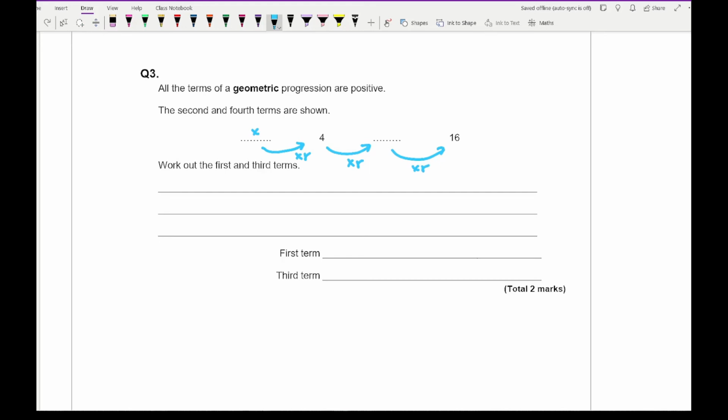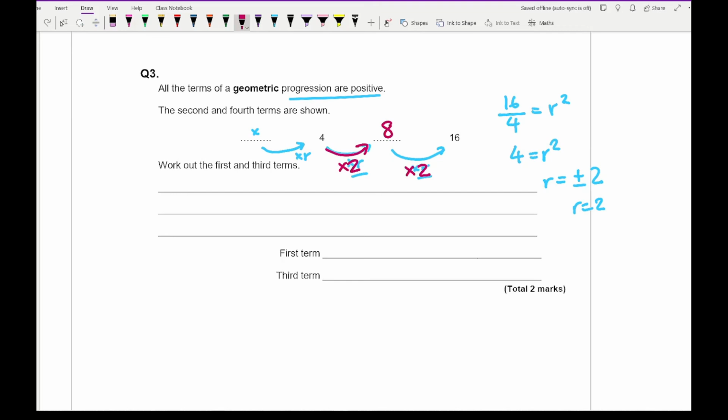Therefore, 16 divided by 4 must equal 2 lots of r, which is r squared. So here I've got 4 equals r squared, so r equals plus or minus 2. Now it does say that the progression is positive, so therefore r must equal 2. So I'm just multiplying by 2. To get from this number to this number, I need to multiply by 2, then that's going to be multiplied by 2, so that's going to be 8.